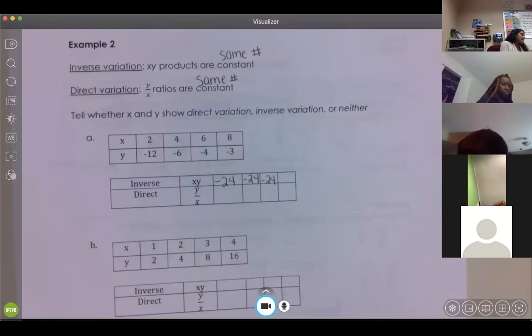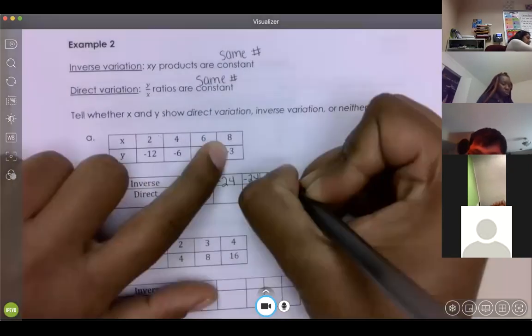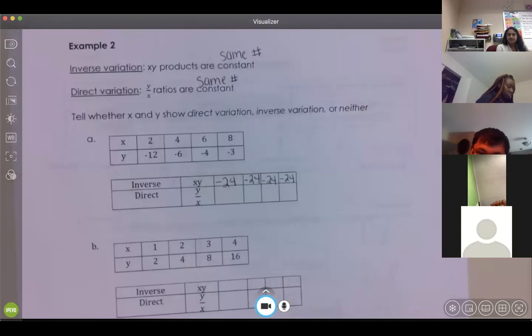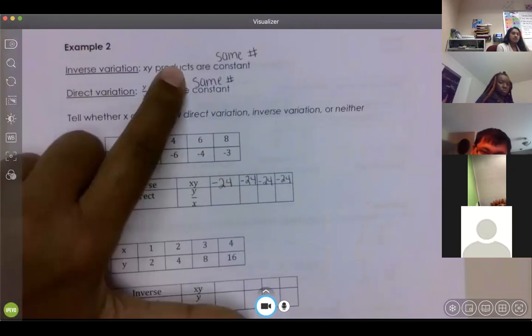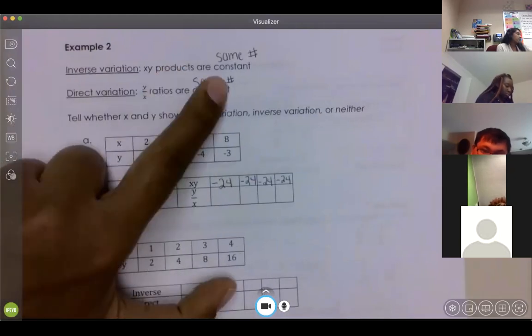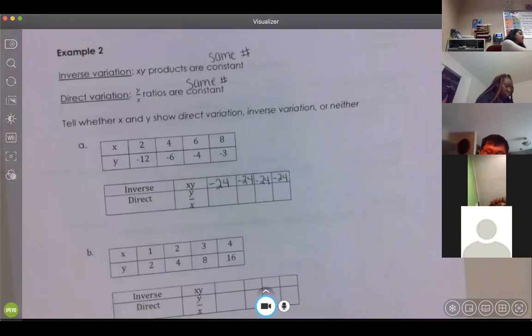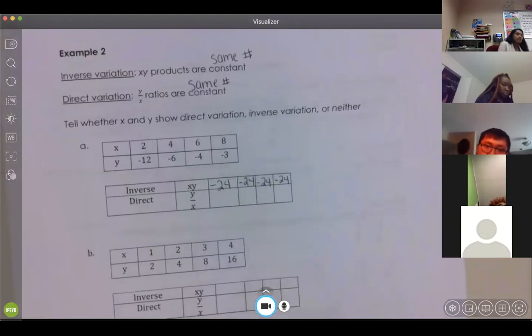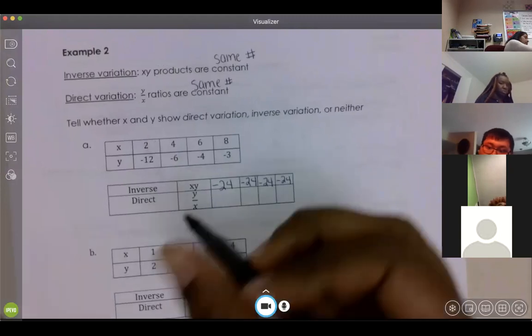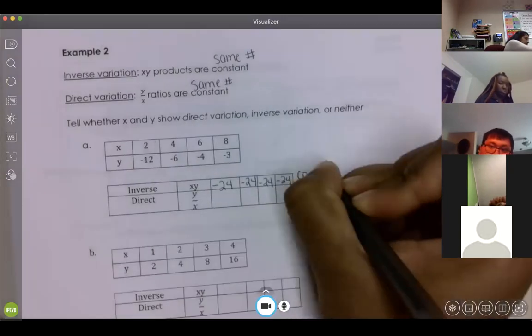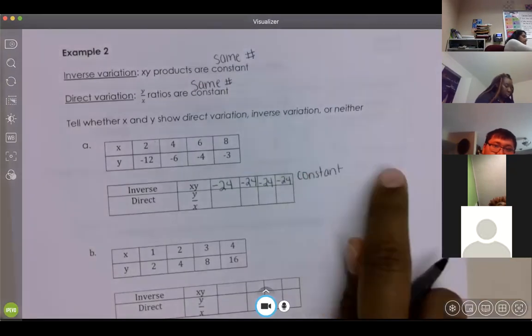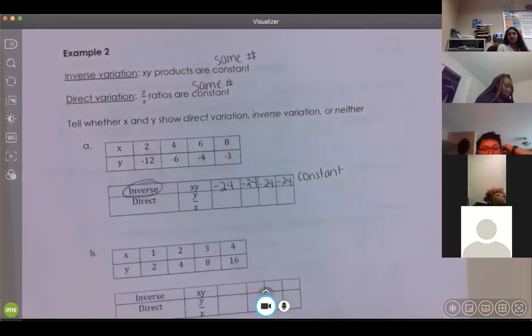And then lastly, 8 times negative 3 is negative 24. Okay, so remember for inverse variation, the products, so when you multiply, they have to be constant. In other words, they all have to be the same. So let's check. We've got negative 24, negative 24, negative 24, negative 24. Those are all the same number, so it's constant. If it's constant when you multiply them, it's going to be inverse.